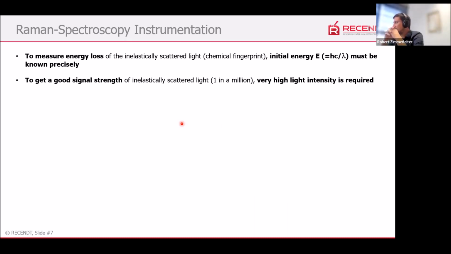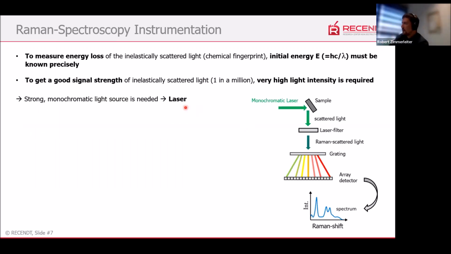With this cleared, now let's talk a little bit about the Raman spectroscopy instrumentation. So how are we going to use this Raman effect to get a signal from our samples? In order to measure the energy loss of the inelastically scattered light, we actually need to know the initial energy of the light precisely, of course. Otherwise, we cannot calculate the difference. And also, since only 1 in a million photons is being inelastically scattered, we need a very high light intensity to get a good signal strength. So what we need is a monochromatic, high-powered light source. That's why we use lasers, because they're perfectly good for this application.